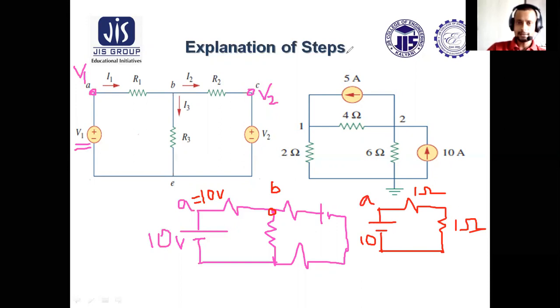Now, voltage at this node A is 10 volt. What is the current flowing through this branch? Total resistance is 1 plus 1, 2 ohm. 10 divided by 2 is 5 ampere current flowing.